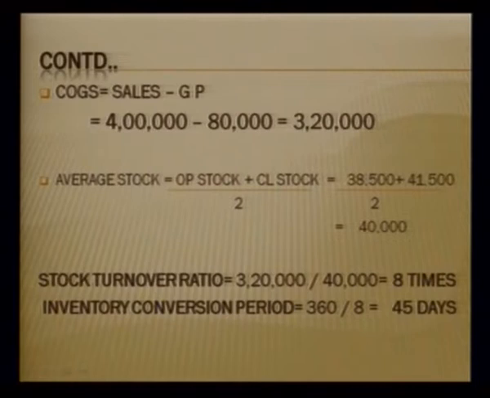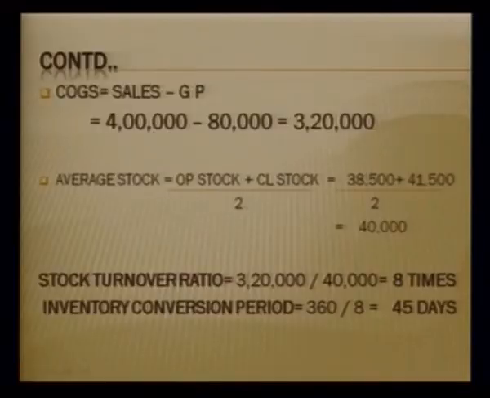So during the year, the stock is being rotated 8 times. The businessman is able to purchase the goods and sell them in the market 8 times. This is what we mean to say. Now apart from this, we can also compute the stock conversion period or inventory conversion period. That means how many days or how many weeks or how many months the stock takes to be converted into cash. That means what is the time frame of this cycle.